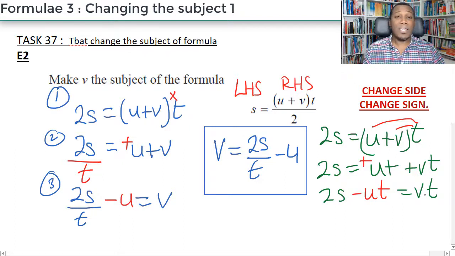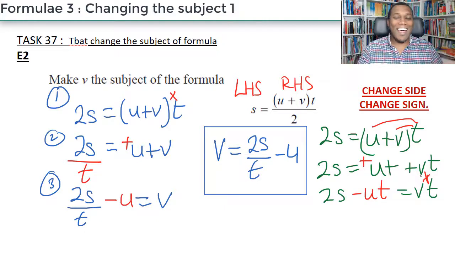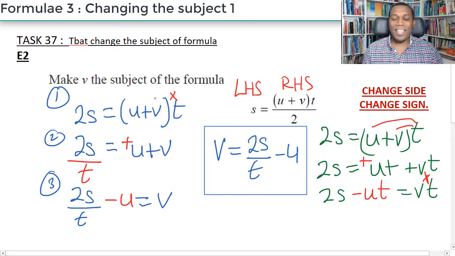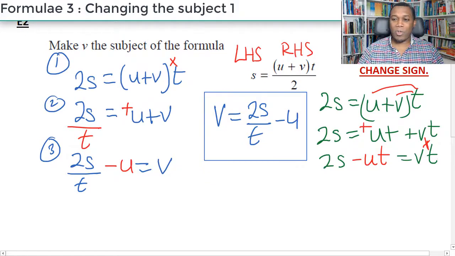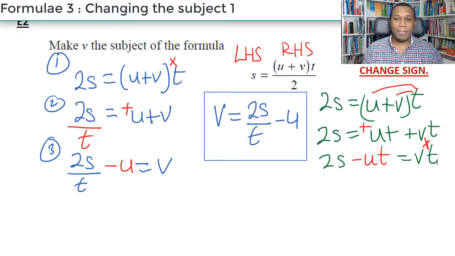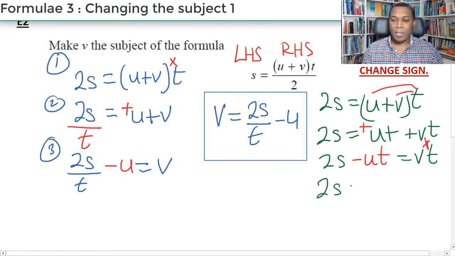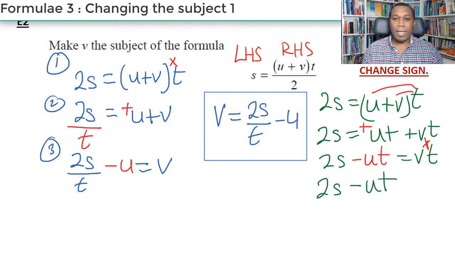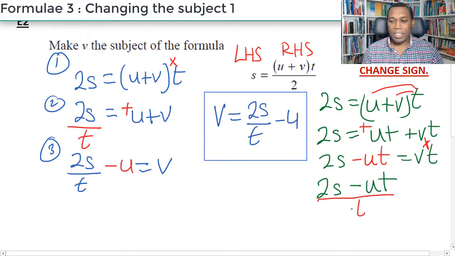Well, I want v to be the subject, and v is being multiplied by t. I don't want it to be multiplied by t, so the multiplication by t needs to change the side, and if it changes the side, it changes the sign. You're expert at this now. So it has to become divide by t on the left-hand side. The last line we're going to have is 2s take away ut, divided by t, is equal to v.